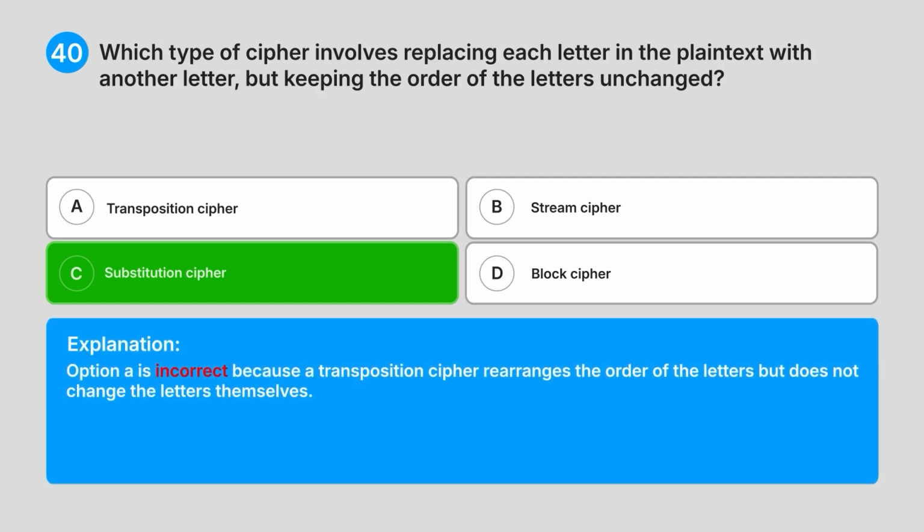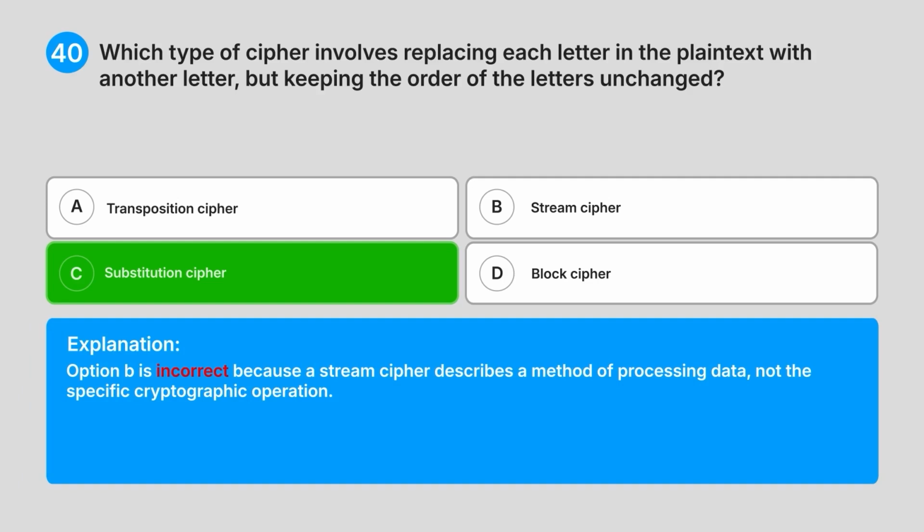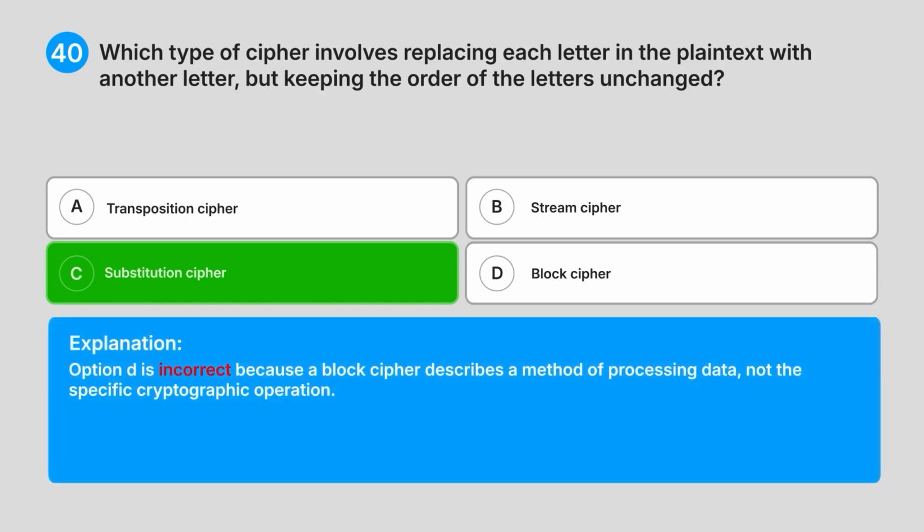Option A is incorrect because a transposition cipher rearranges the order of the letters but does not change the letters themselves. Option B is incorrect because a stream cipher describes a method of processing data, not the specific cryptographic operation. Option D is incorrect because a block cipher describes a method of processing data, not the specific cryptographic operation.